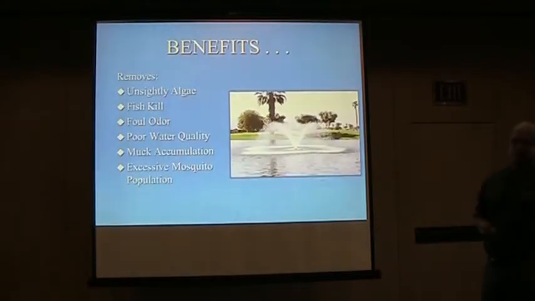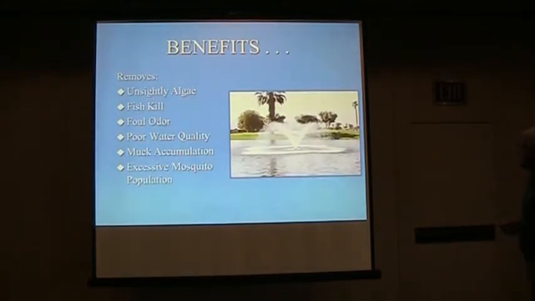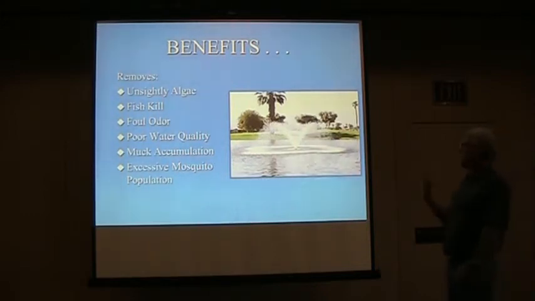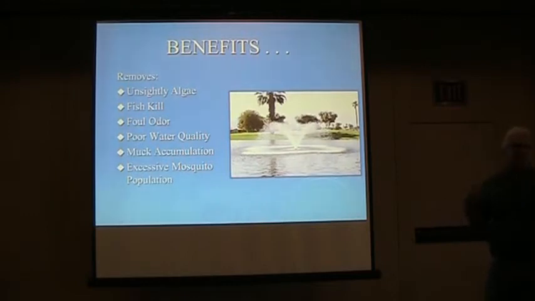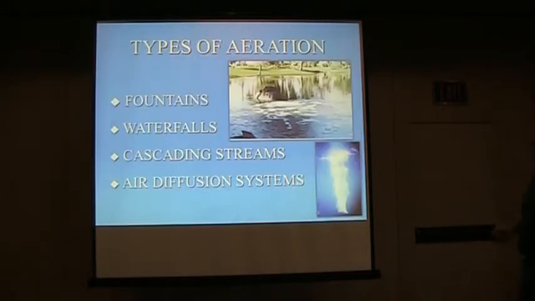Aeration, there's been a lot of talk on that, so I won't get too deep into it. Basically, these are the benefits of aeration: reduction of unsightly algae, fish kills, odors, poor water quality, muck accumulation, and mosquito population buildup. You've got a few different types of aeration systems: fountains, waterfalls, cascading streams, and air diffusion systems.